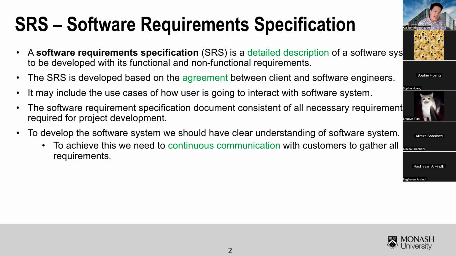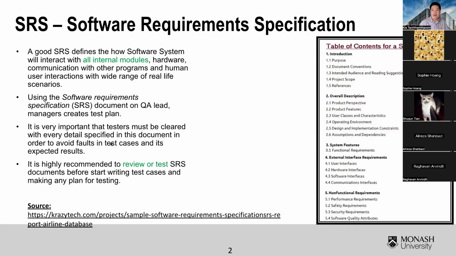And think about when you outsource software development projects to other companies, right? Normally we use the software requirement specification as a contract agreement between the clients and the software engineers, the software house, the software companies. So that's very, very important. Normally the software requirement specification consists of all of the necessary requirements for the project development. How long does it take, that kind of thing, right? It needs all of the detail, and these are some of the templates as well.